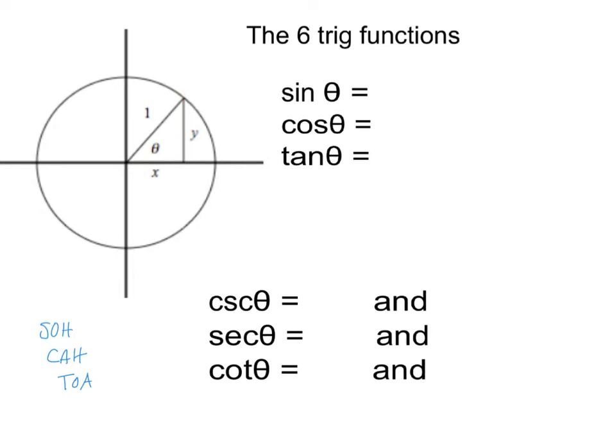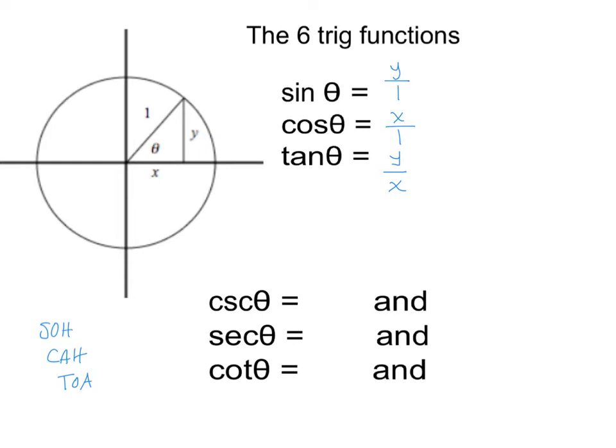All right, so the 6 trig functions written using, you remember, SOH CAH TOA, right? Sine, opposite over hypotenuse, and so on. Okay, so let's fill in these. So we have the sine is going to be y over 1. The cosine is going to be x over 1. And the tangent is going to be y over x, right?